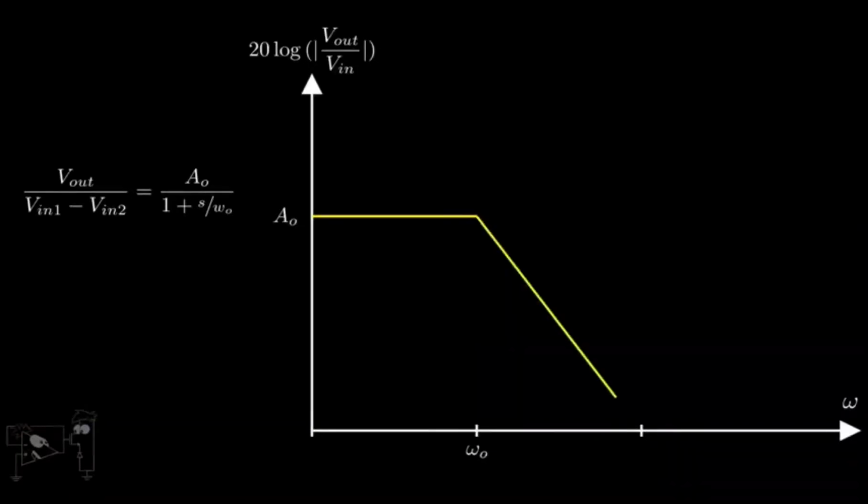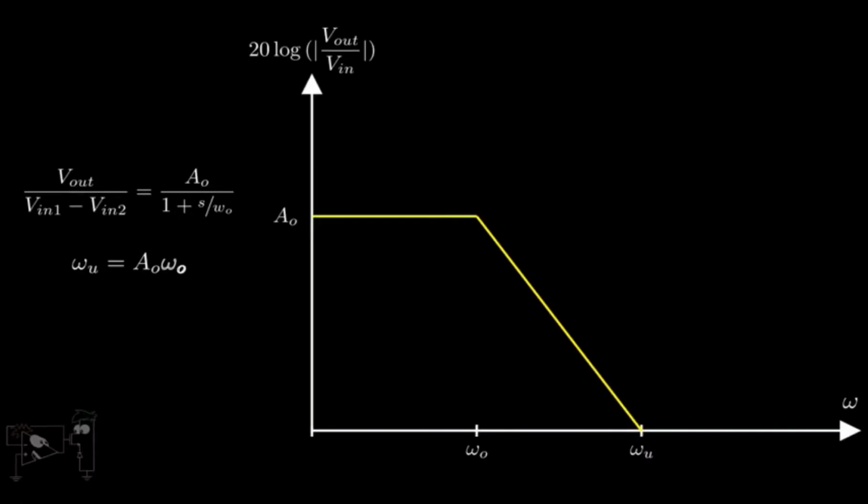The gain decreases as the frequency crosses omega naught and eventually falls to unity at the frequency, say omega u. This frequency is called the unity gain bandwidth of the op-amp and has a value of A naught into omega naught. That is, the unity gain bandwidth is the DC gain multiplied by the cutoff frequency. Hence, it is also known as the gain bandwidth product. The unity gain bandwidth is typically considered as a figure of merit for an amplifier.